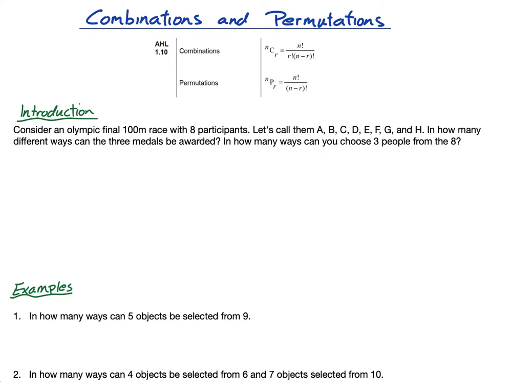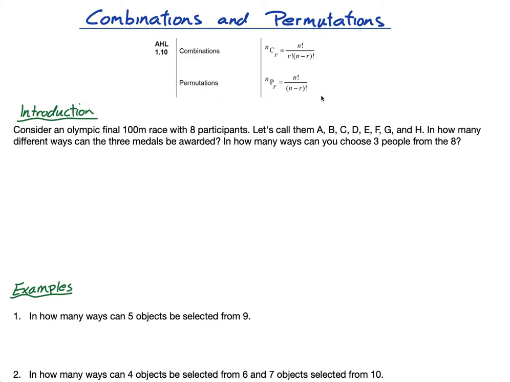Hi guys, okay, so this is where things get a bit more complicated, where we have combinations and permutations. So these are the formulae we're given in the formula booklet. This one's for combinations, this one's for permutations. It's pretty clear. It's in section 1.10.